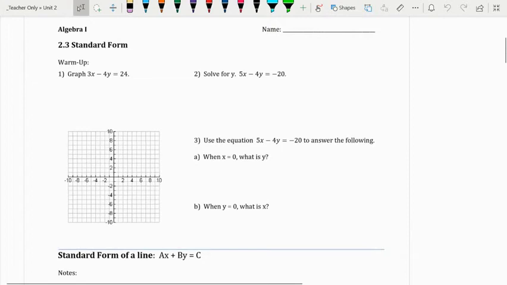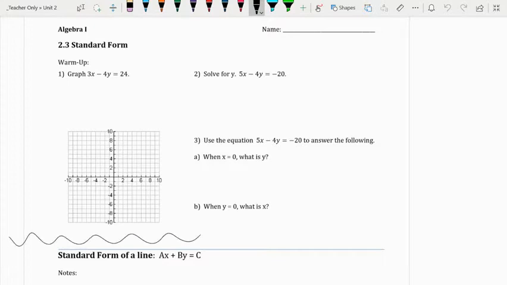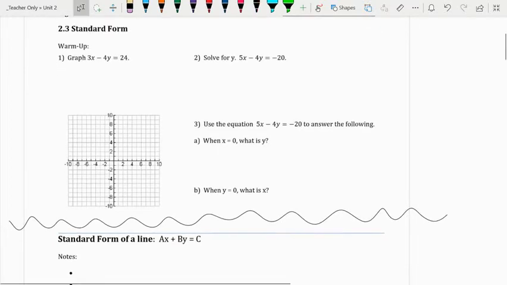So for 2-3 standard form, I want to make sure that we have a good grasp on what we've been doing so far. So go ahead and pause your video and take a look at this warm up. This is a good lead into what we're going to talk about in a second. So go ahead and do that first, and then I'll pop up the answers in just a moment.